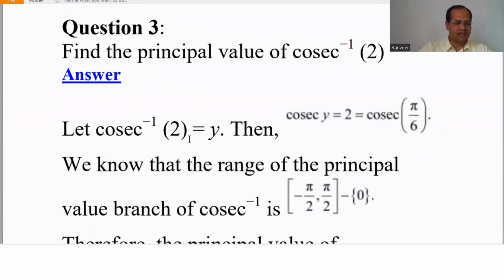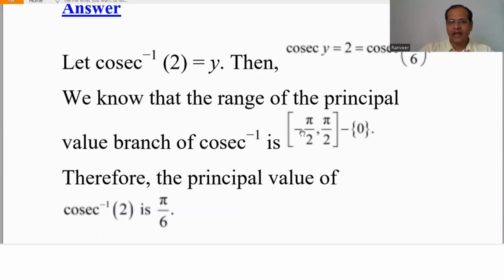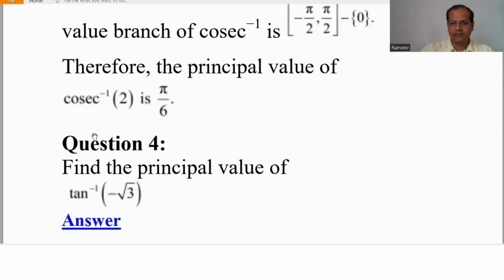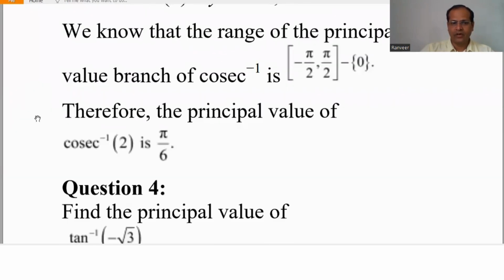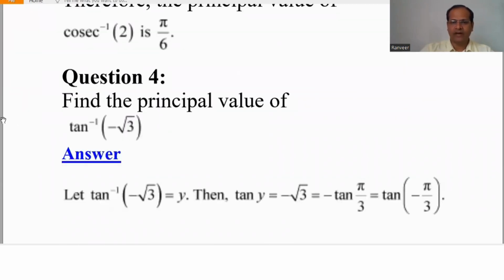Similarly, cosec inverse 2. Cosec inverse 2 is equal to y, so cosec y equals 2. So cosec pi by 6. This value lies in the range of cosec, which is minus pi by 2 to pi by 2 excluding 0. So cosec inverse 2 is pi by 6. We only have to check that the value we find lies in the given range.